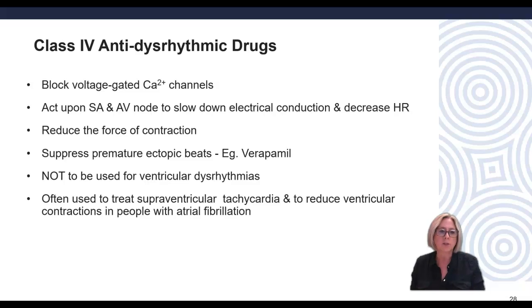And so they can be used to suppress premature ectopic beats. An example of a drug is verapamil. They can't be used for ventricular dysrhythmias, and that's because they're acting on the SA node and the AV node. And they're often used to treat supraventricular tachycardia, so that's tachycardia originating in the atria, and to reduce ventricular contractions in people with atrial fibrillation.